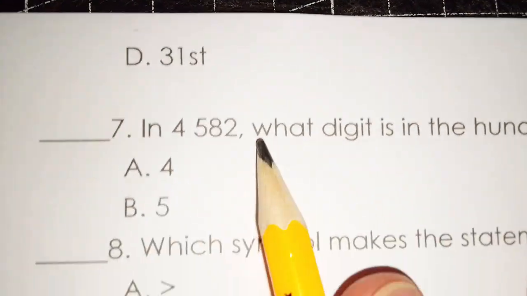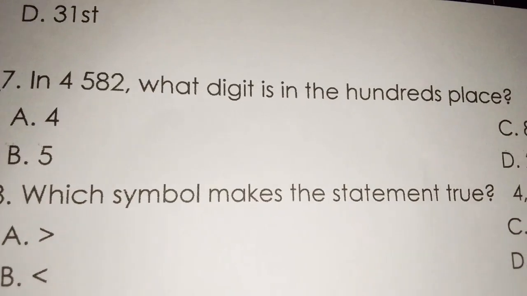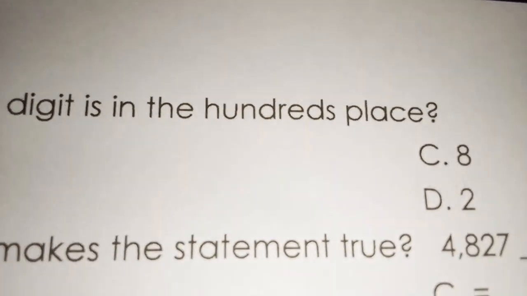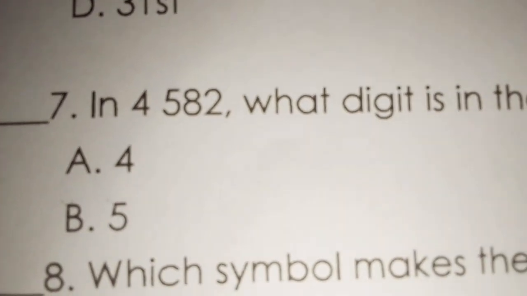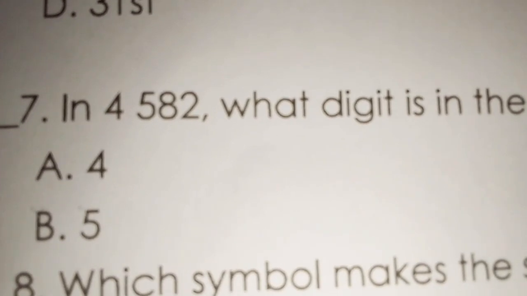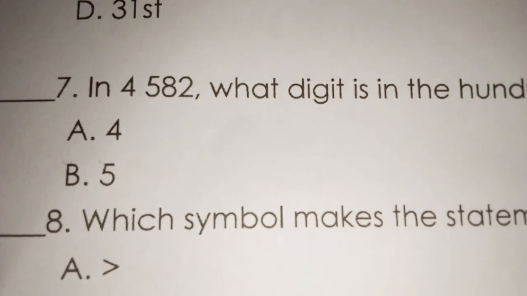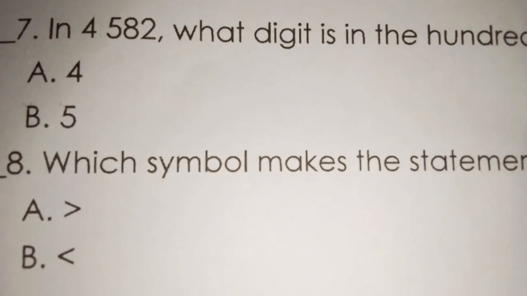So the answer for number 7 is letter B. Letter C is 8, letter D is 2, and A is 4, and B is 5. Okay, so going next to number 8.